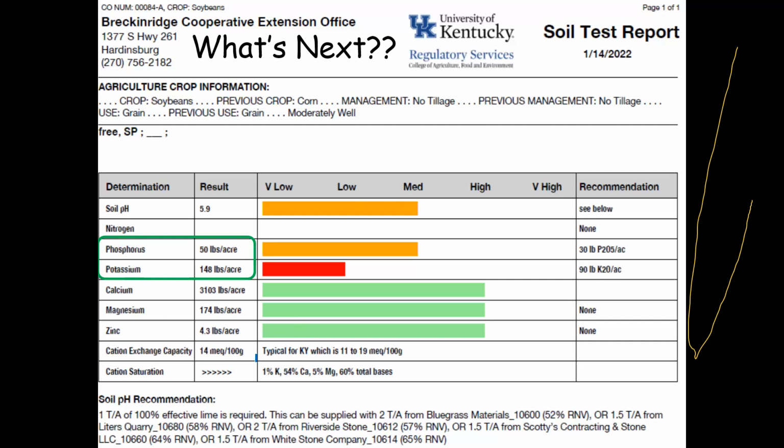Next week, I'm going to talk about the value of this particular number. This is cation exchange capacity. It's given here as 14 milliequivalents per 100 grams, and it's typical. It falls in the middle of the region. And then we give cation saturation, and I'm going to talk a little bit about that next week as well. But I'm going to concentrate on P and K. So for this crop, we've got a medium level of phosphorus and a low level of potassium.